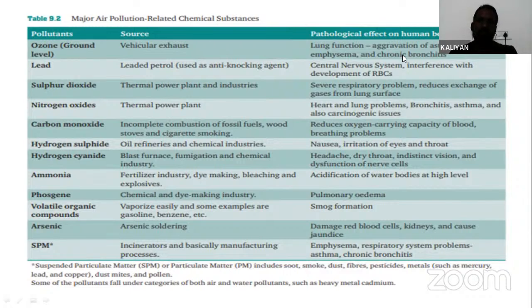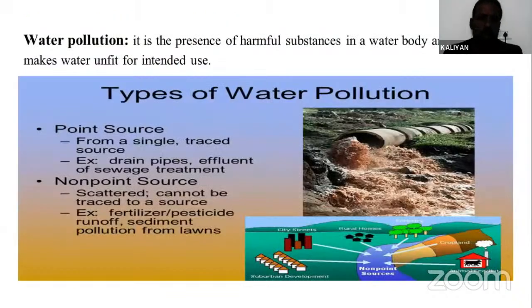I'll skip the diseases. Next I'm going to water pollution. Water pollution is the presence of harmful substances in the water body. It makes water unfit for its intended use. So there are two types of water pollution based on the sources. One is point sources, another is non-point sources.